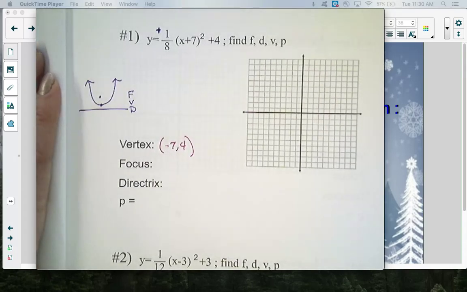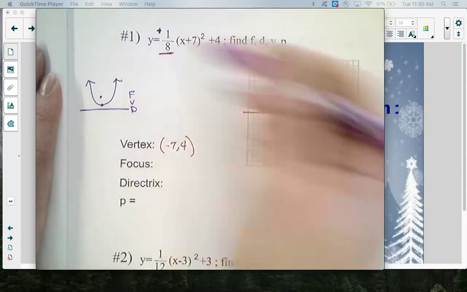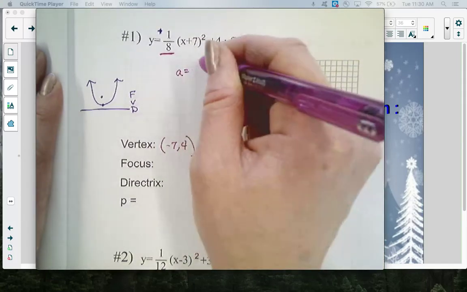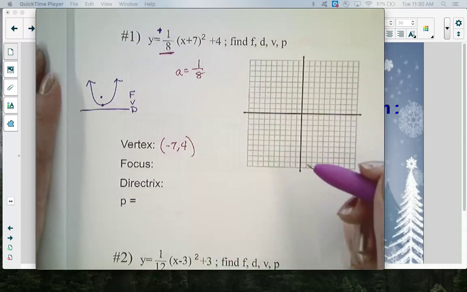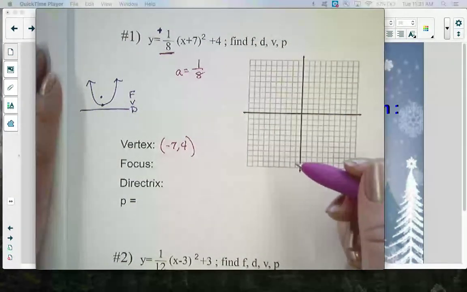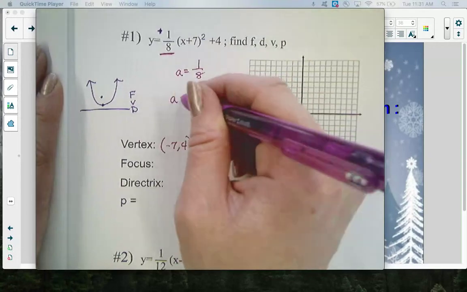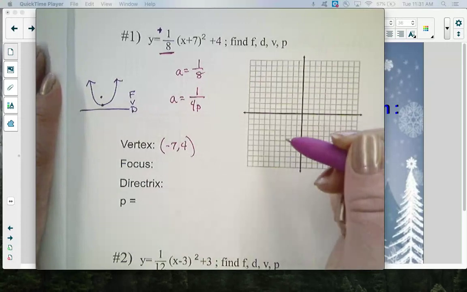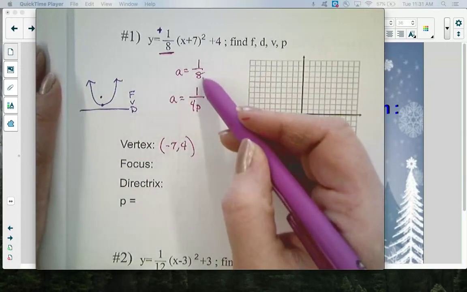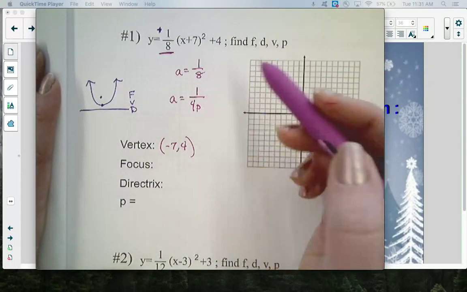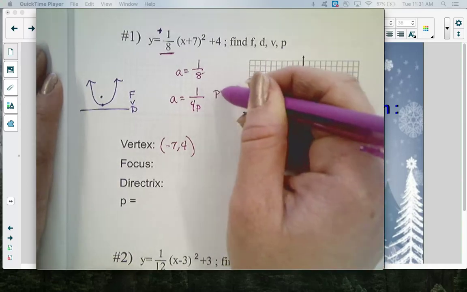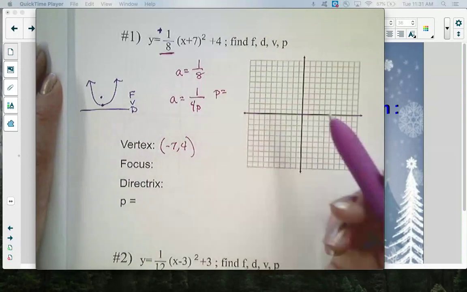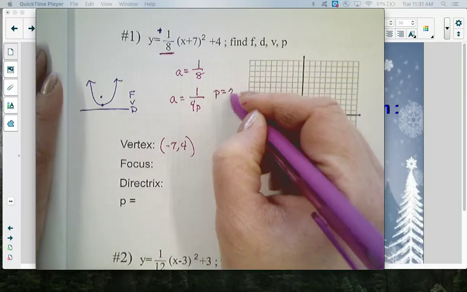Now, remember how I said today is all about that A value, right? So that A value right now is 1/8. But do you remember the formula that we just wrote down to figure out A? A is equal to 1/4 times that focal length. Looking at 1/8 and 1/4p, I could set them equal and solve, but can anyone look at that and tell me what your p-value is? 4 times what gives me 8? 2. So your focal length is 2.